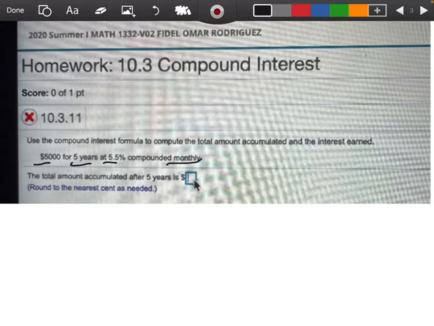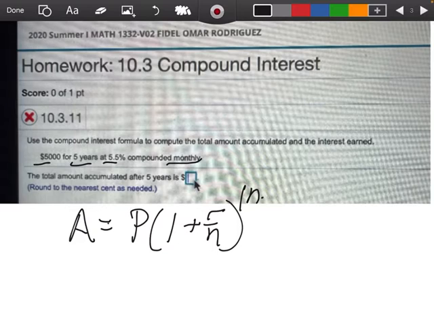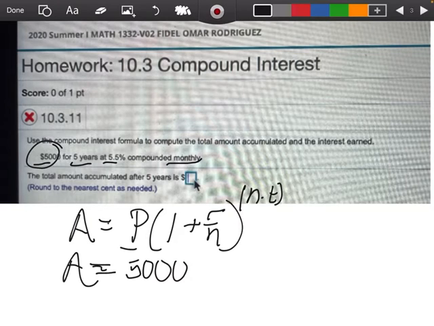Okay, so remember, the way I'm going to find my total amount accumulated is I'm going to use my compound interest formula, which is A equals P times 1 plus R over N to the power N times T, right? And now all I'm going to do is fill in the blanks. So remember, P is the amount of money that we're investing. So they're already telling us that that's going to be 5,000, right? So I'm going to put 5,000 here.